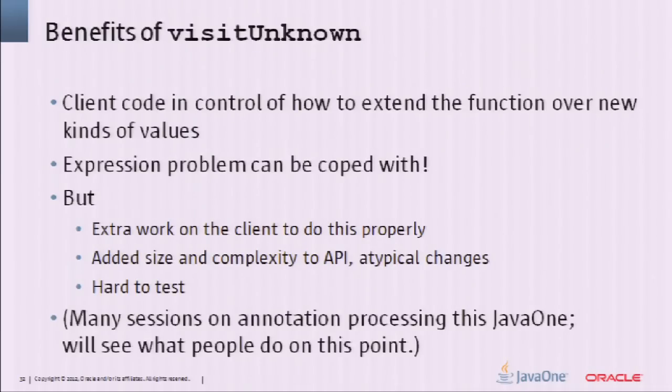And the benefit of this is the client code gets to control how their partial function in the face of a new platform is turned into a full function. But there is a price for this. There's extra work for the client to do this properly. Not all annotation processors will be written this carefully. Not all visitors will be. There's also sizing and complexity added to the API. And it is very atypical for JDK platform evolution.